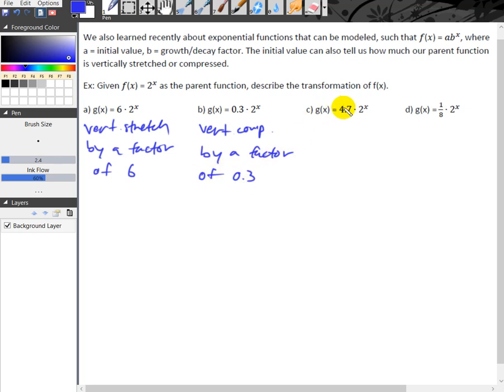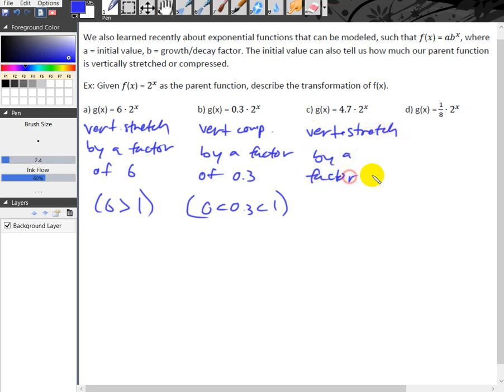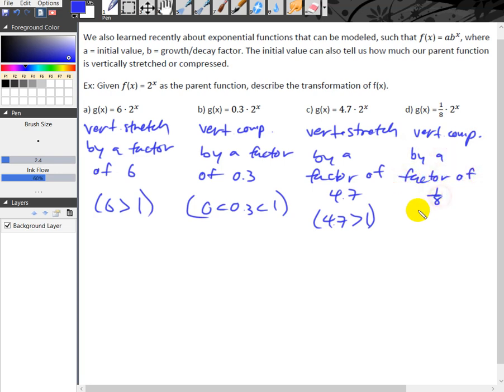6 is greater than 1. 0.3 is between 0 and 1. So this represents a vertical stretch by a factor of 4.7, because 4.7 is greater than 1. So we're looking at the number on the outside. And this number on the outside represents a vertical compression by a factor of 1/8, because that's between 0 and 1.